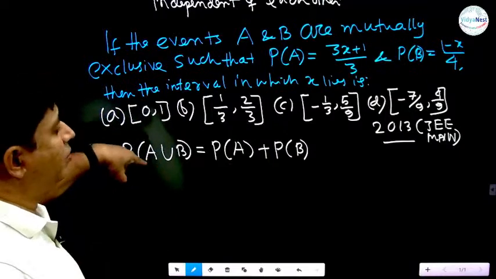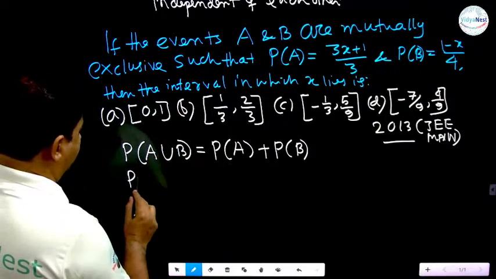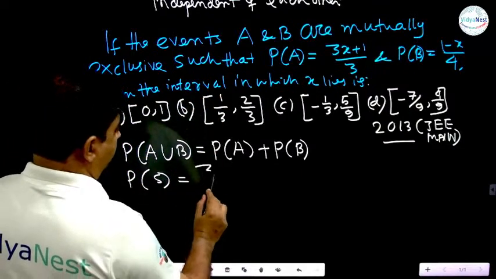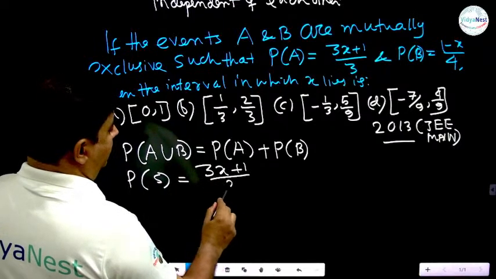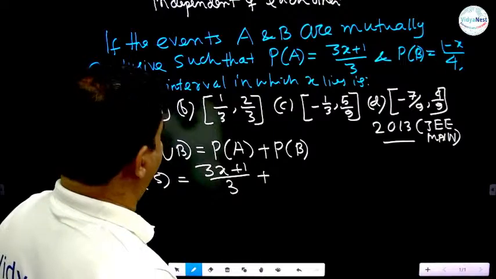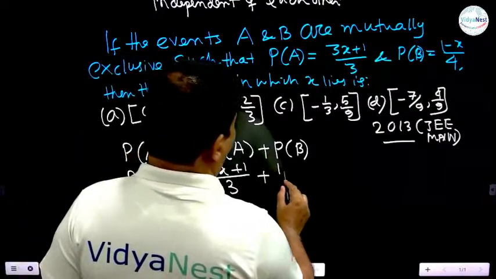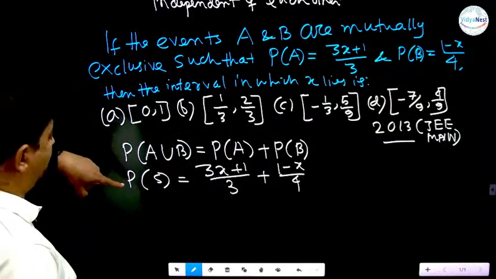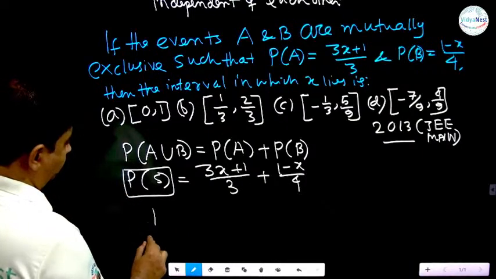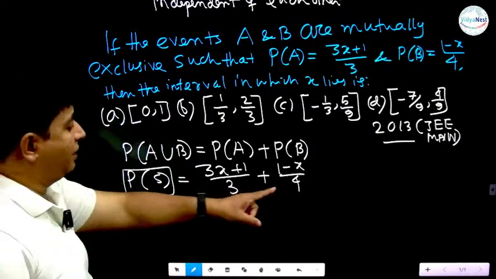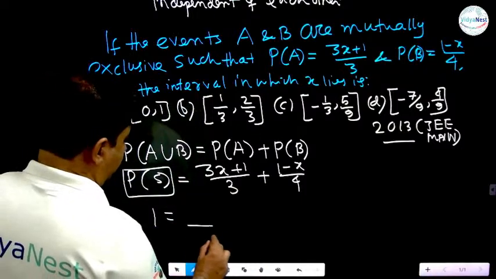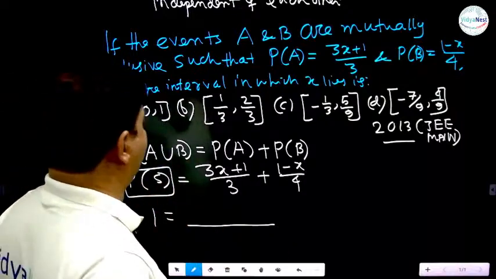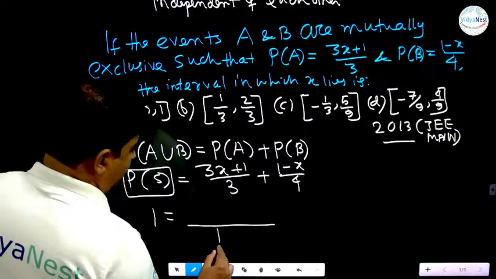Now, what is A union B? A union B is A itself, and P(A) is 3x plus 1 by 3 and P(B) is 1 minus x by 4. So, P(S) is always 1. We have nothing but to take the LCM of this. First we will try with that method; if we get stuck, another method is to be followed. The LCM of 3 and 4 is 12.